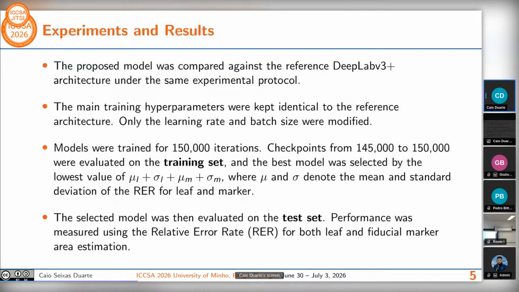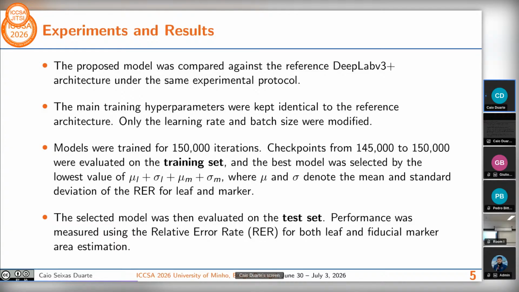So to evaluate the proposed architecture, we performed a direct comparison with the reference architecture based on DeepLab v3 Plus, using exactly the same experimental protocol. We kept almost all the training hyperparameters unchanged and only varied the learning rate and batch size. This ensured that any performance difference resulted only from the proposed architecture modifications. The models were trained for 150,000 steps.